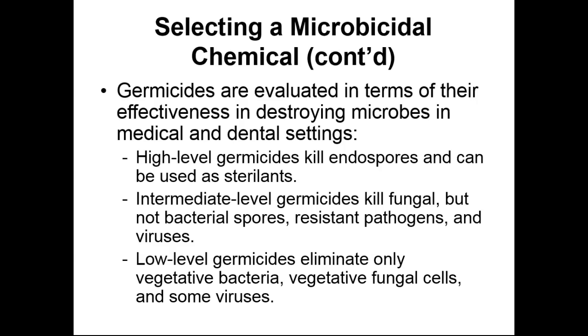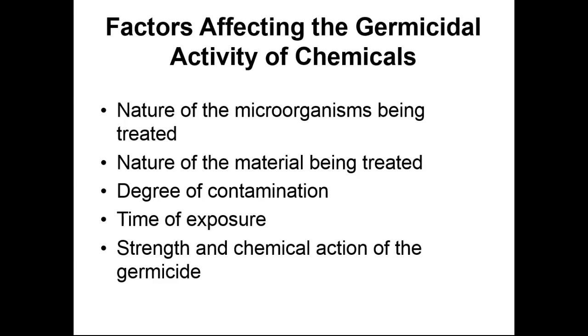When we look at a germicide, a chemical designed to kill germs, we evaluate it in terms of how effective it is at destroying the microbes in both medical and dental settings. High-level germicides need to be able to kill the endospore and be used as a sterilant. They need to be used to sterilize something. Intermediate level germicides are not going to be used as sterilants. They are not able to kill bacterial endospores, but they will be able to kill fungal and non-bacterial spores. So a fungal spore, for example, can be killed by an intermediate level germicide. And then low-level germicides are only going to eliminate vegetative cells and a few select viruses, particularly enveloped viruses.